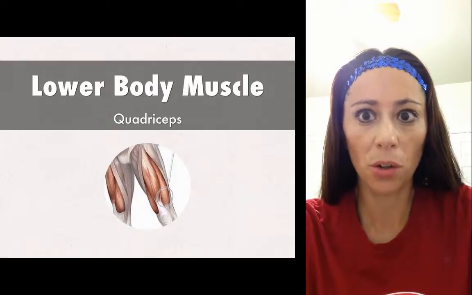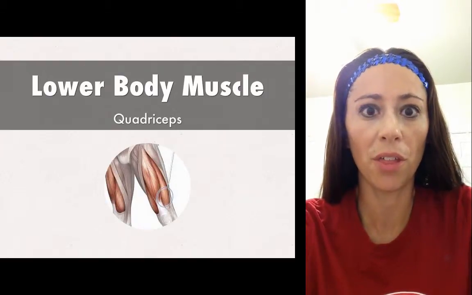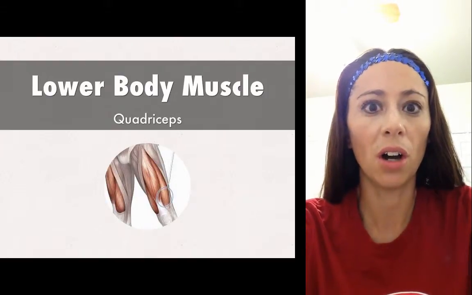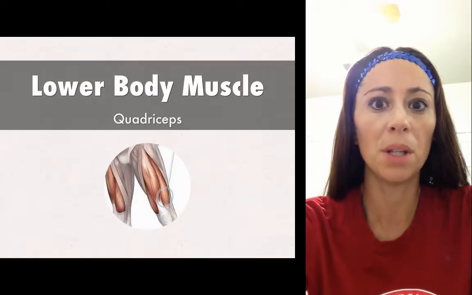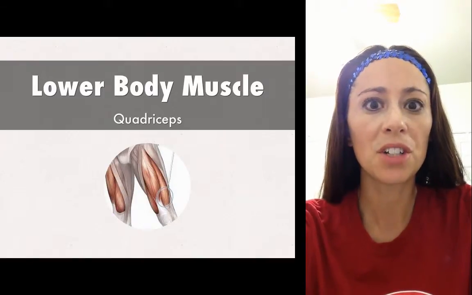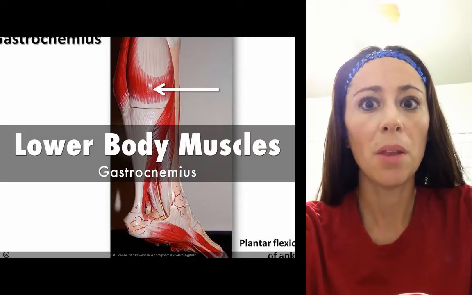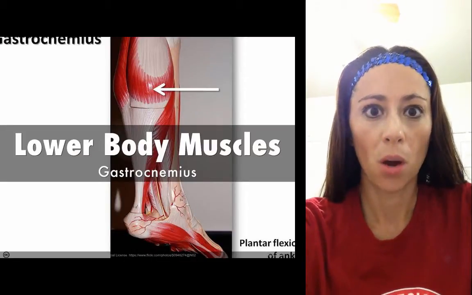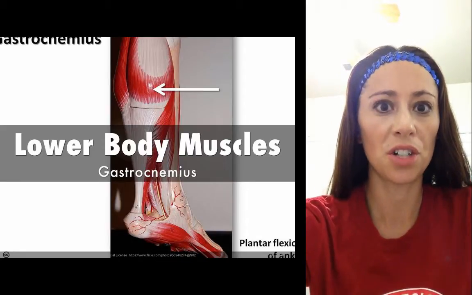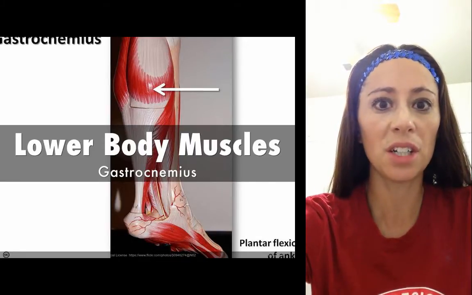Quadriceps are a large muscle group that includes the four muscles on the front of the thigh. The origin are the pelvis and femur, insertion patella and tibia, and the innervation is the femoral nerve. Gastrocnemius, muscle on the back part of the lower leg. Origin is the femur, insertion is the calcaneus, and the innervation is the tibial nerve.